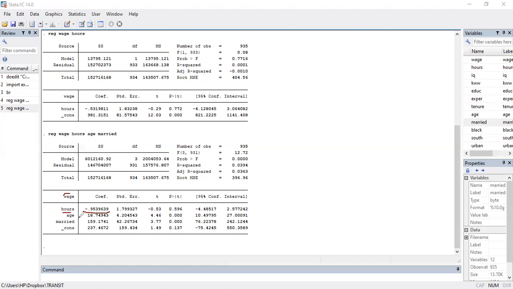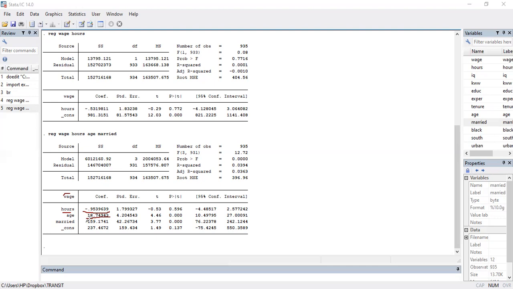Now, let's take another one. Let's take age. You see that the coefficient of age is positive, right? It means that the older the worker, the higher the worker's wage. There's a positive relationship between the worker's age and the wage. So as you are growing, your wage too will be increasing. That is what the positive sign means.